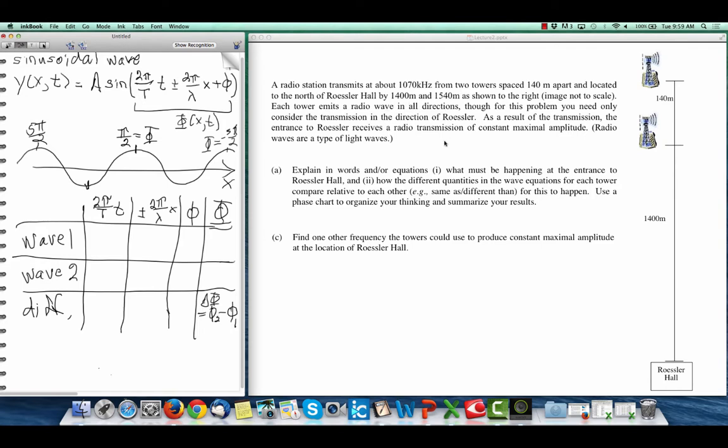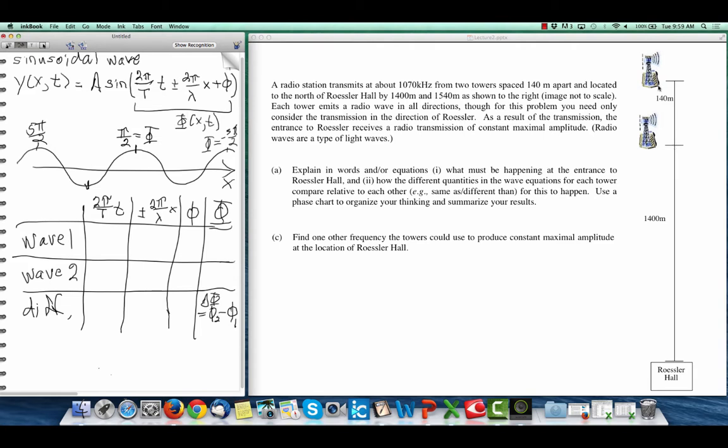So that's what this picture is meant to be. Here's Rosser Hall. Here's where we're standing. North of us is that way, 1,400 meters that way. Let's say we have a radio station that's broadcasting a signal. Let's think of it as a sine wave right now. Radio stations broadcast lots more complicated signals, but let's just have them broadcasting a sine wave. It says the frequency, so it really is just one frequency, so it really is a sine wave. 1,070 kilohertz.